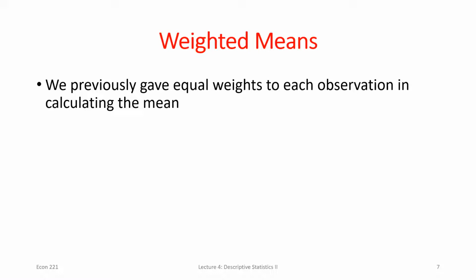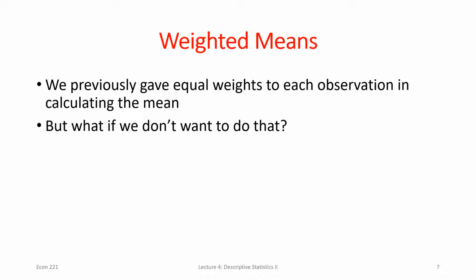So previously, what we were doing is giving every single observation equal weight, right? And I'll come back to this and show you why in a second, but we were giving every single observation equal weight because every observation was just one subject, one country, one person, one whatever it was we were looking at, one state.